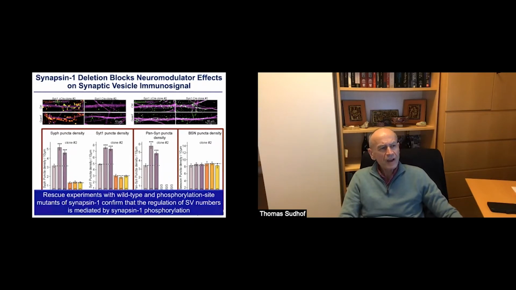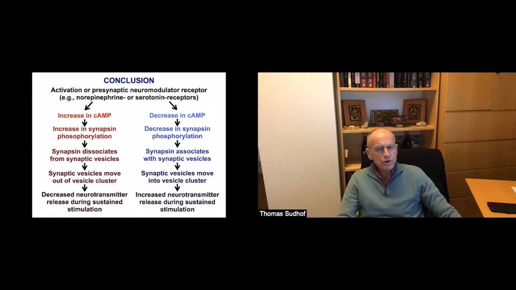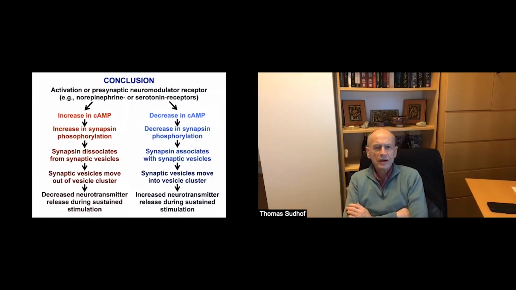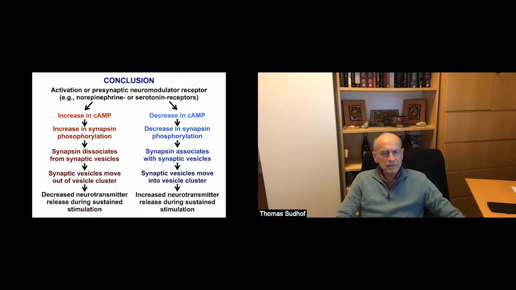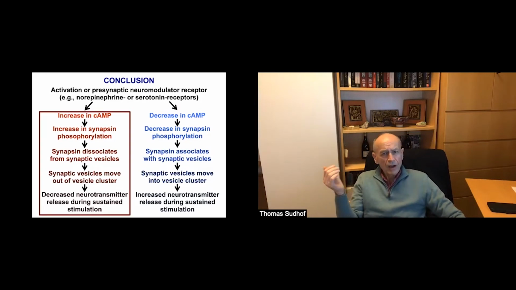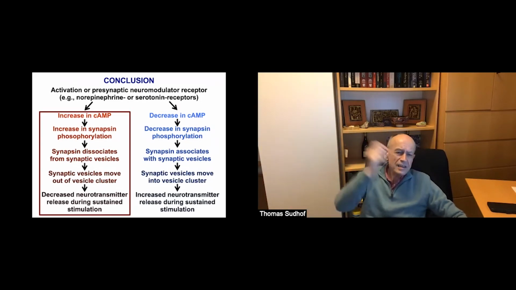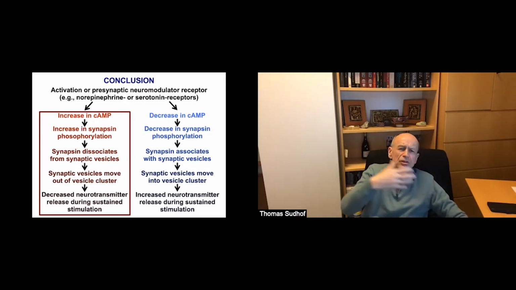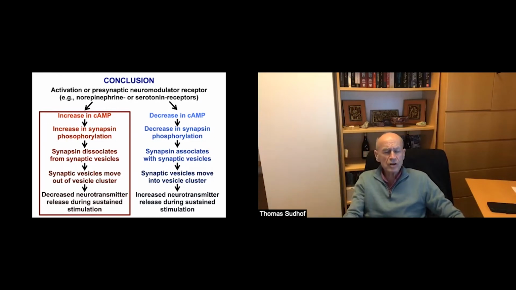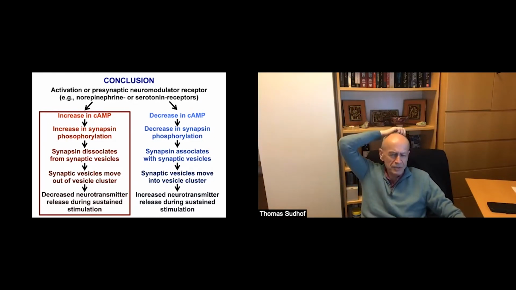So this, moreover, rescue experiments demonstrated that this is dependent on wild-type synapsin 1, and the phosphorylation site mutants of synapsin 1 also have the same phenotype, demonstrating that this is indeed the synapsin phosphorylation induced by neuromodulators that make this happen. So as a summary then, what I've told you here is, as a conclusion, that activation of presynaptic neuromodulator receptors, norepinephrine, serotonin, when they increase cyclic AMP, you cause a decrease in neurotransmitter release during sustained stimulation because you increase synapsin phosphorylation, which then causes synaptic vesicles to disperse from synaptic clusters.